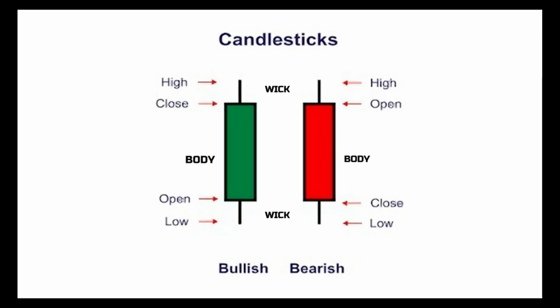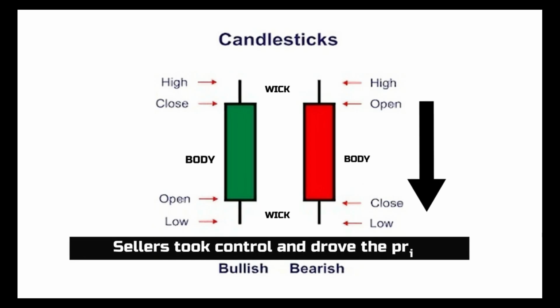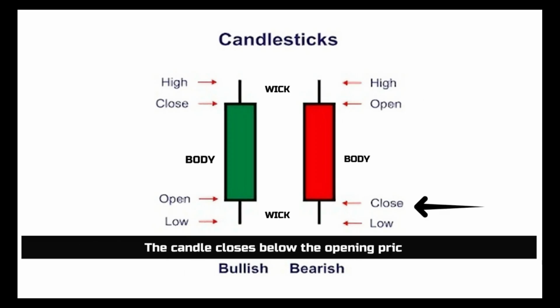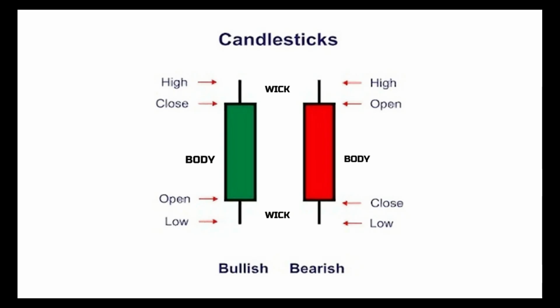Now, what about the red bearish candlestick? It opens at the top of the body. The wick shows the highest and the lowest prices. Buyers tried to push the price up, making a high. Then sellers took control and drove the price down. The candle closes below the opening price, meaning sellers dominated this round. That's why it's a bearish candle.